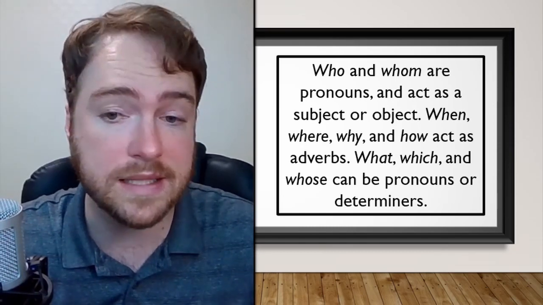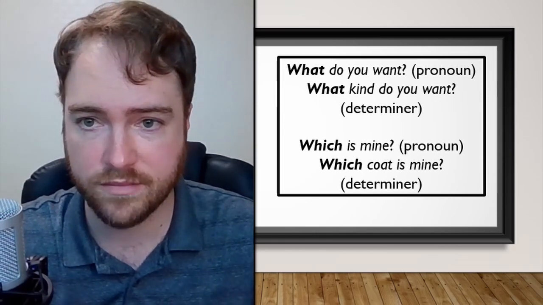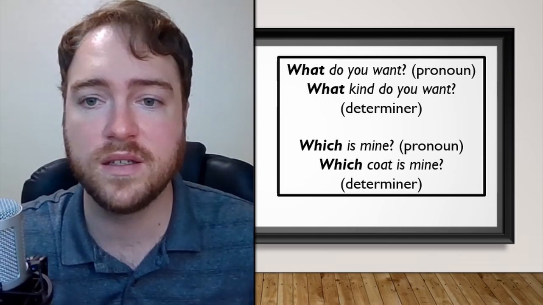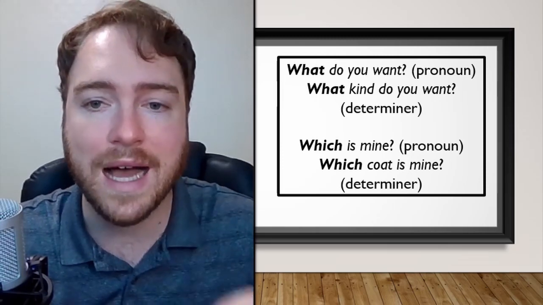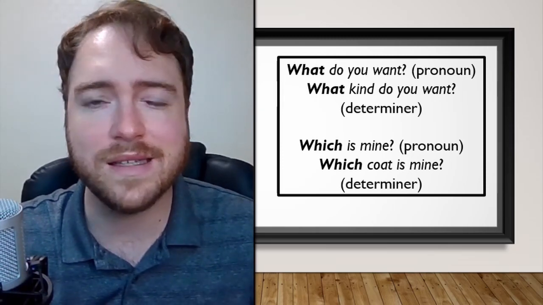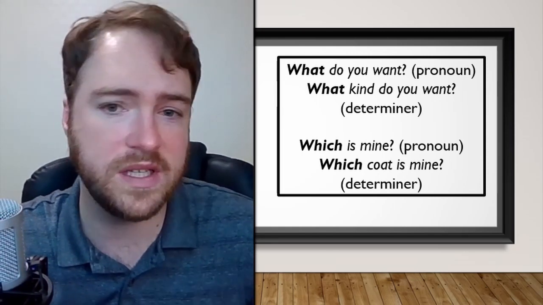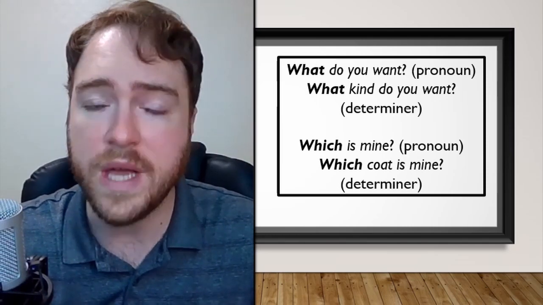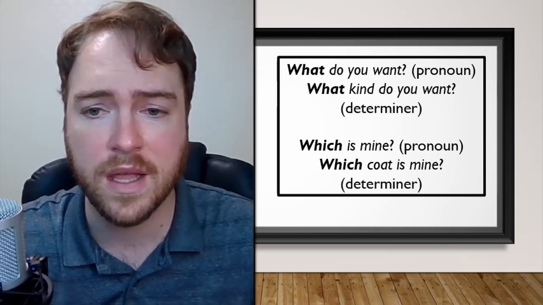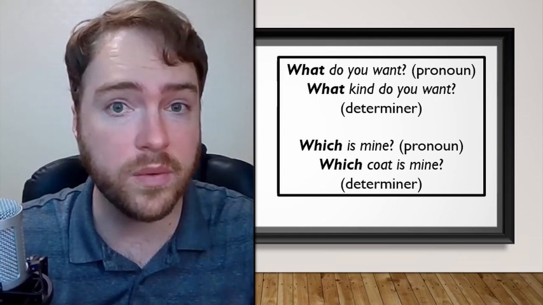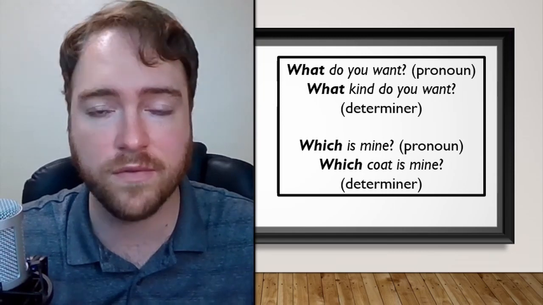So let's look at a few examples of this. So here we have the sentence, what do you want? Okay. In this question, what is a pronoun? But then we can see in the next sentence, what kind do you want? What is now a determiner for the word kind. We can also see this again in the next sentence. Which is mine? This is a pronoun, okay? Which is being used as a pronoun. But in the next sentence, which coat is mine? Now, which is being used as a determiner for the word coat.